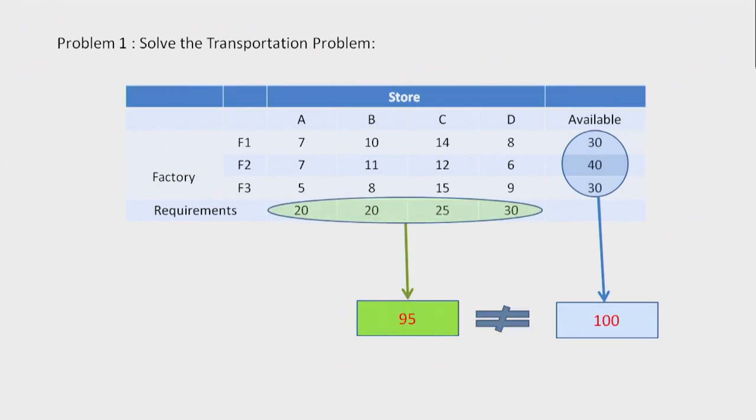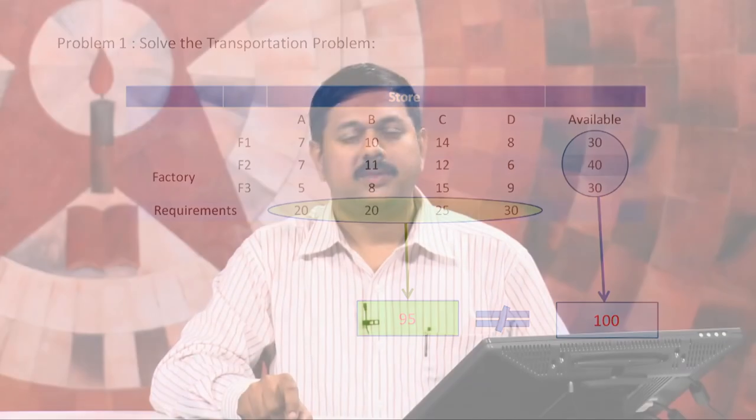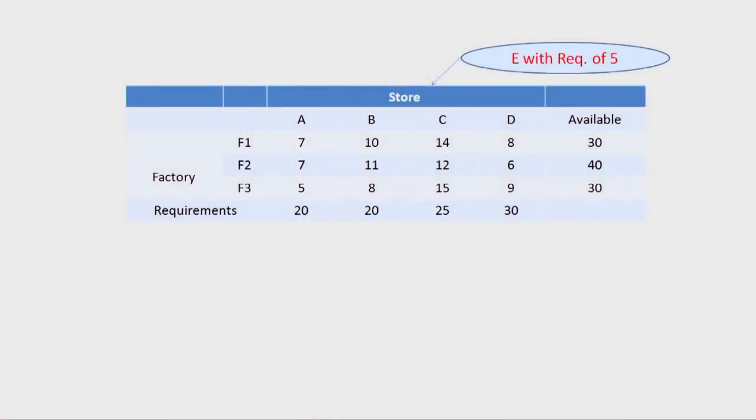Here, the total requirements does not match with the total available resources. This kind of transportation problem is called an unbalanced transportation problem. To solve this problem, the total number of available resources must be equal to the total number of requirements. To balance, we need to introduce one more store, say E, whose requirement is 5.